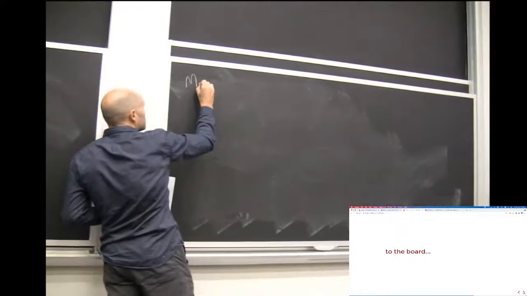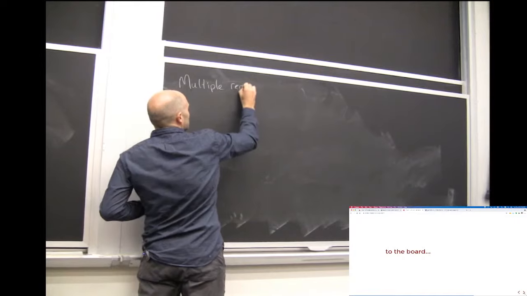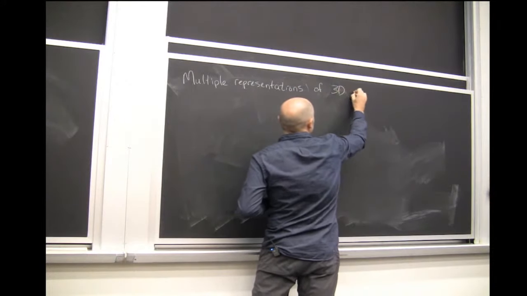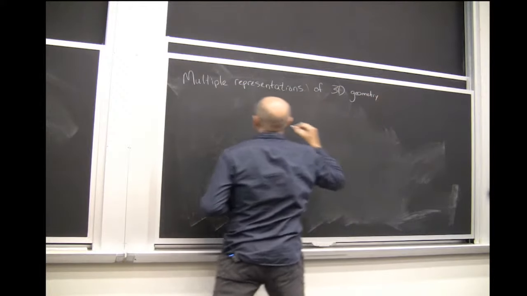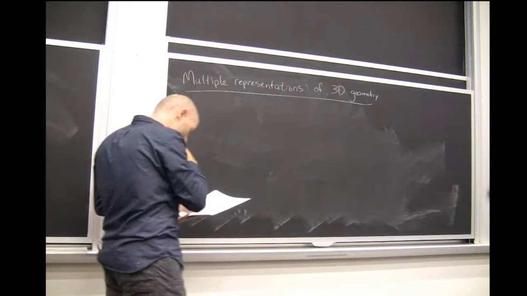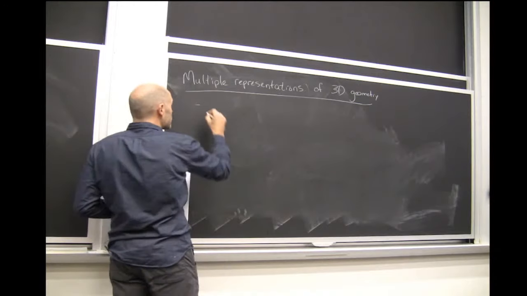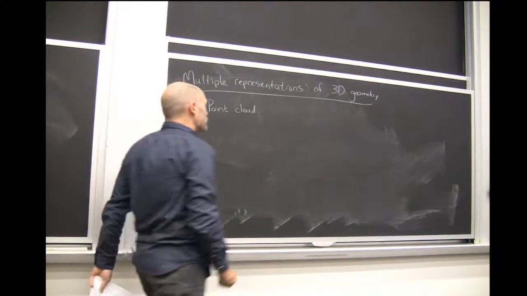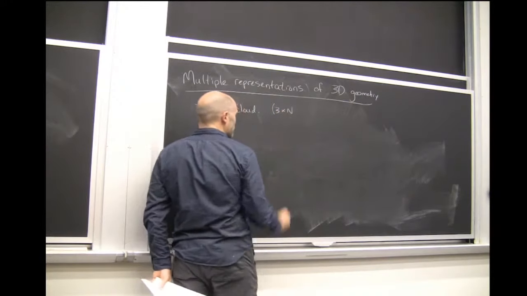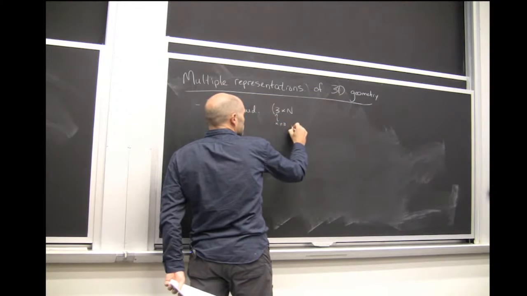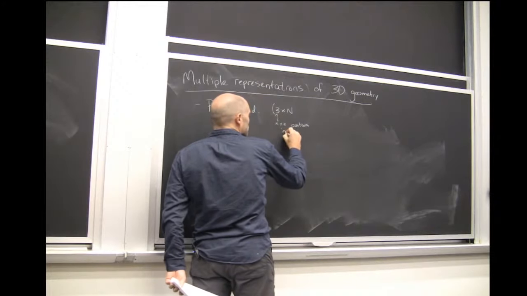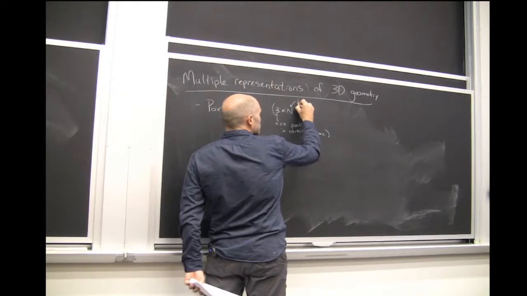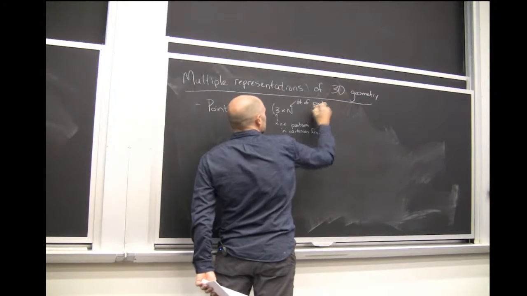So there's many representations of 3D geometry, let me say. Okay, the one that we were just illustrating there is called a point cloud. Typically this would be, let's say, a 3 by n matrix, where this is the XYZ positions in a Cartesian frame, and this is the number of pixels or number of points.